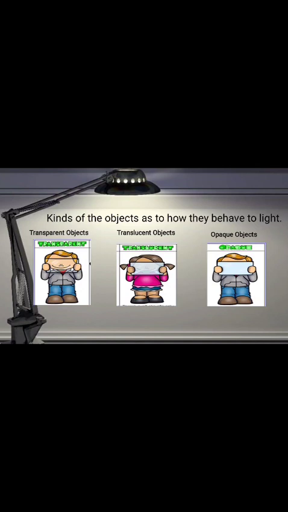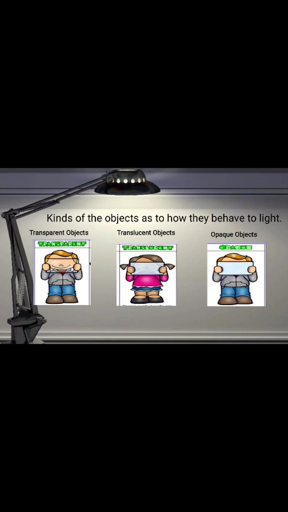Kinds of objects, as to how they behave to light: transparent objects, translucent objects, and opaque objects. Transparent objects allow sufficient visible light to pass through them that the objects on the other side may be clearly seen.